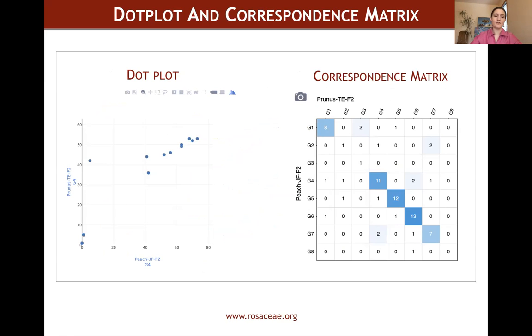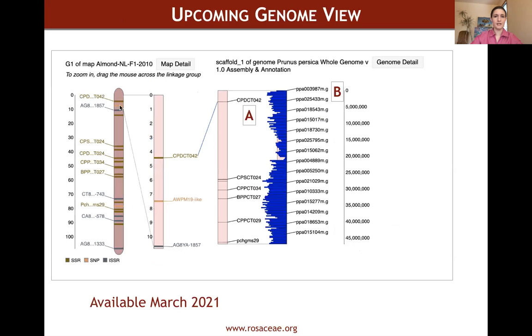The correspondence matrix displays the number of marker correspondences for linkage groups between two maps, or between a single map and all maps in a species. Selecting a grid element will click through to the MapViewer displaying that particular map comparison combination.